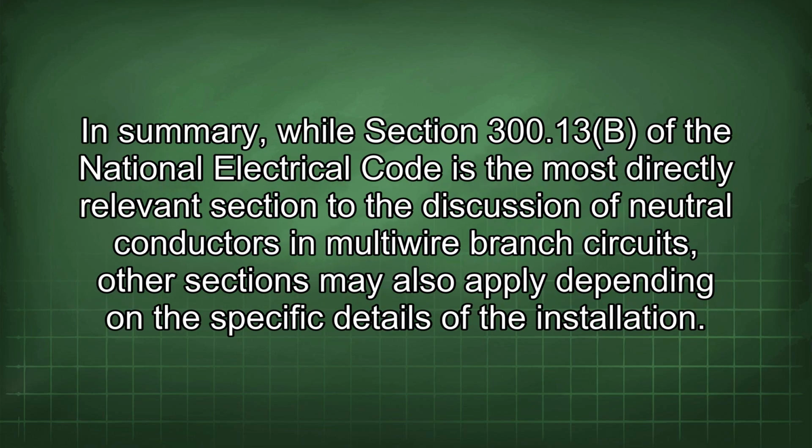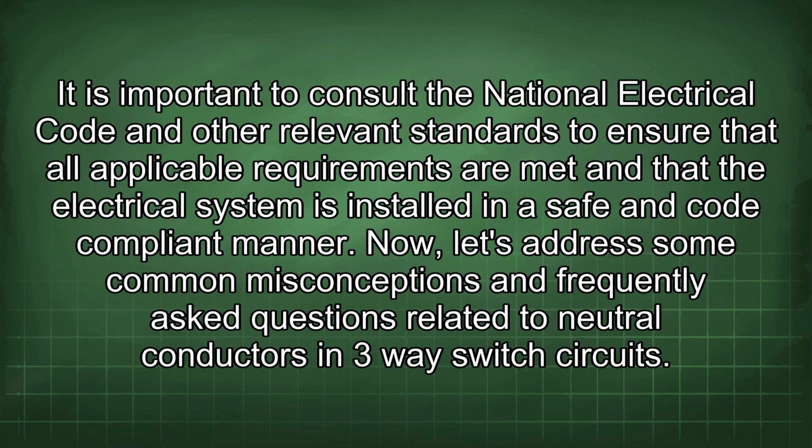In summary, while Section 300.13b of the National Electrical Code is the most directly relevant section to the discussion of neutral conductors in multi-wire branch circuits, other sections may also apply depending on the specific details of the installation. It is important to consult the National Electrical Code and other relevant standards to ensure that all applicable requirements are met and that the electrical system is installed in a safe and code-compliant manner.